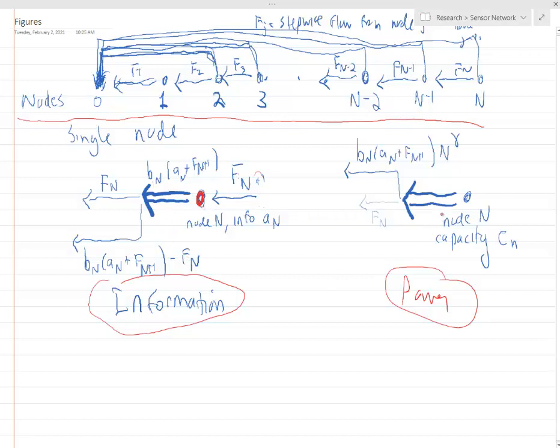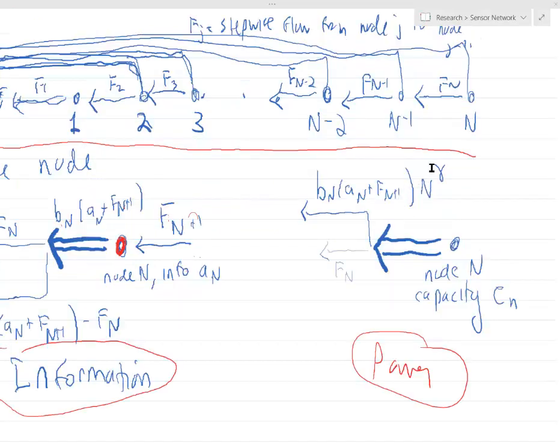Now I have the power picture. From node n, I have power capacity Cn. Now here I have the power that goes for direct flow is the information times n to the gamma. The n to the gamma is here because when the power goes directly to the source, the distance is n, so the power for each unit of information is n to the gamma. And this is the number of units of information.